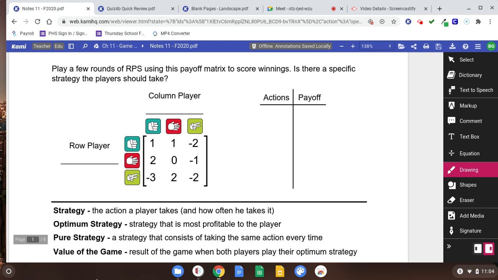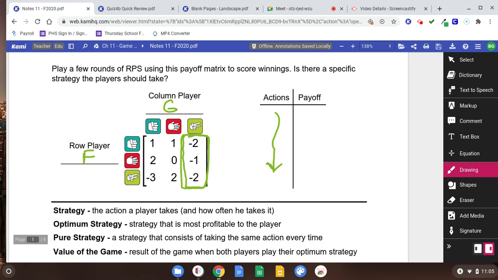Okay, so we just played a game of rock, paper, scissors, and Finn was the row player and Gracie was the column player. We went through a couple of actions, but we noticed that if Gracie plays the scissors action every single time, she's going to win every time. That's what a negative means. A negative means that the column player wins and the row player loses.